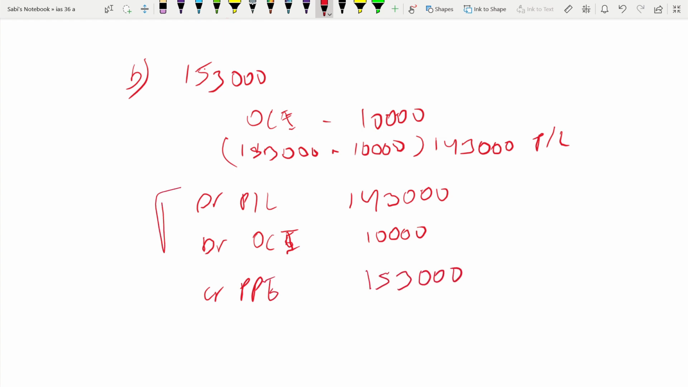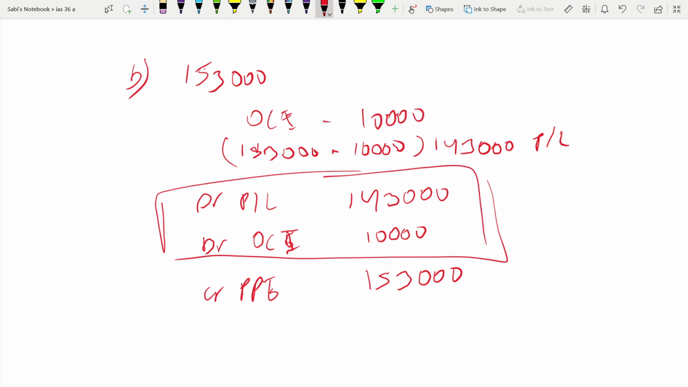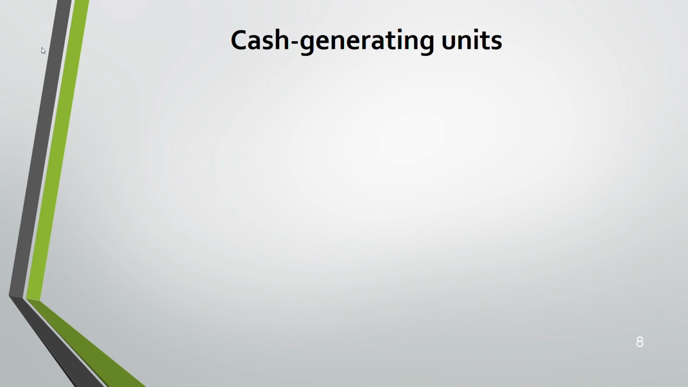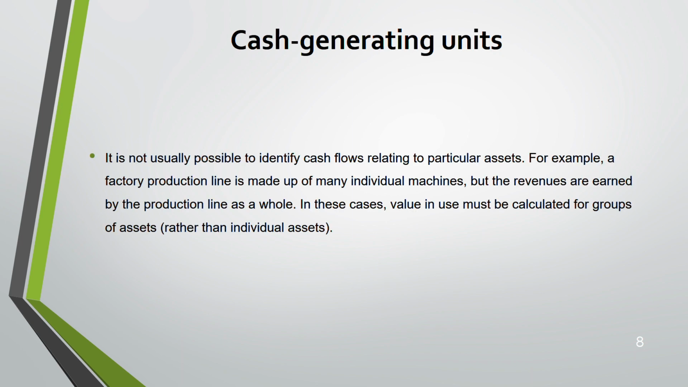So only this changes. Earlier the full amount goes to P&L. Now up to the amount of revaluation it goes to other comprehensive income. The balance goes to profit and loss. That's the only difference. Now we are moving on to cash generating units. Cash generating unit. Okay. Sometimes it is not possible to identify cash flow that is relating to particular asset. That means you cannot say from this asset itself only you are recognizing cash flow.